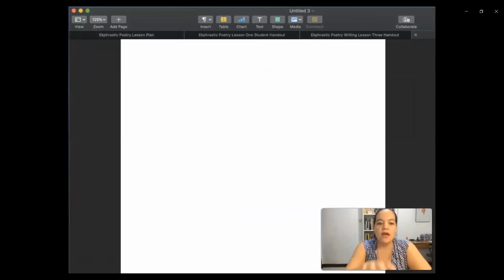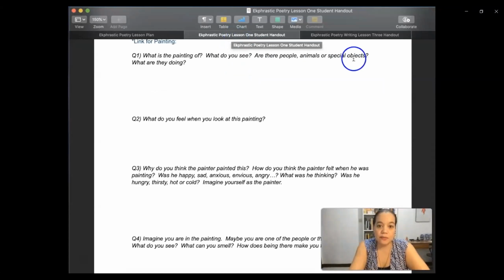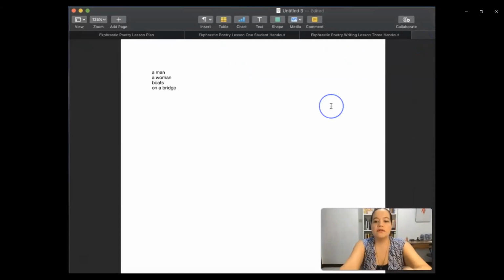What is the painting of? What do you see? Are there people, animals? So we could say, I see, let's see, there's a man, or maybe some people might think it's a woman. There are boats. She's on a bridge. Okay. And are there any other people in the painting? Well, there were some people walking by, walking away.